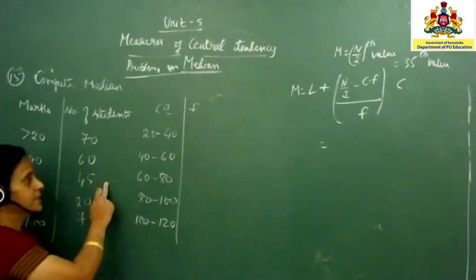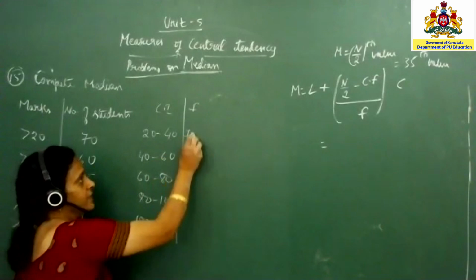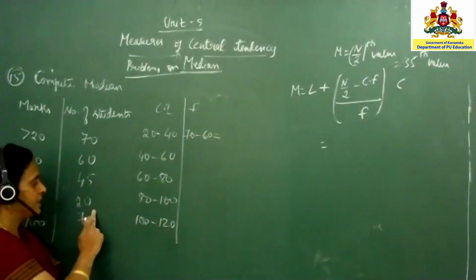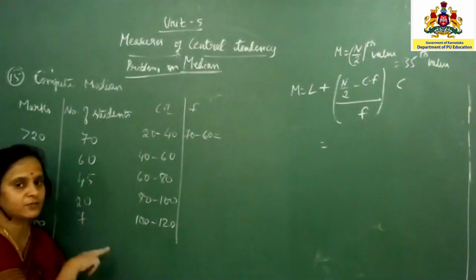And the frequencies, I should change the frequencies. The first frequency is 70 minus 60. Next 60 minus 45, 45 minus 20, 20 minus 7, and the last is 7.